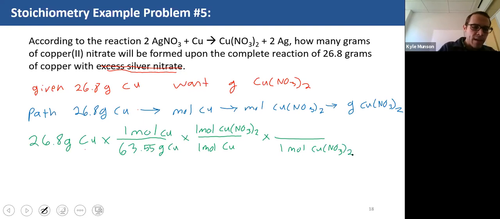So for its molar mass, copper is 63.55. Nitrogen, I have 2 nitrogen, and I think it's about 14 off the periodic table. And then for oxygen, I have 6 of those, and that's 16 off the periodic table.